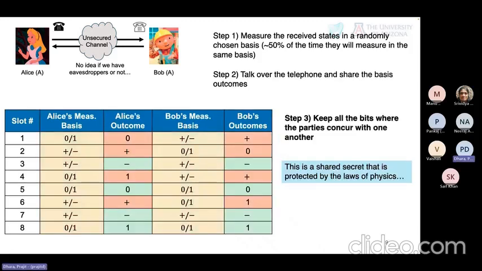What we'll see is that at the very end, if they only keep the bits that they agreed on, that they concurred in the measurement of, then they'll get perfectly correlated bits. And this is a shared secret that is protected by the laws of physics.